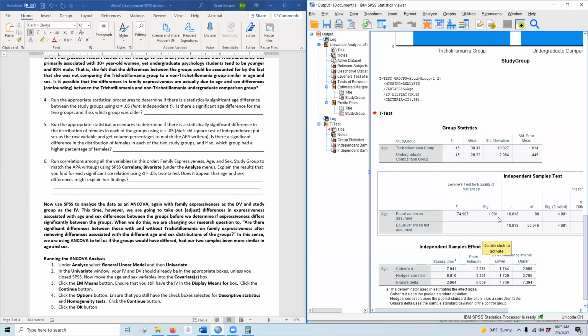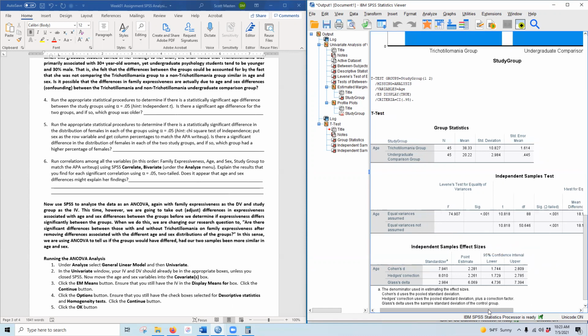is less than 0.05. So what do we do when Levene's sig is less than 0.05? Well, we violated the homogeneity of variances assumption. We got to drop a line. Equal variance is not assumed. So drop a line. I mean, it doesn't matter because the sigs are the same, right? Drop a line, we are doing two-tailed here, and either way, it's statistically significant. There's definitely a difference in average age of the trichotillomania and the undergrad. Specifically, the trichotillomania group was almost twice as old.